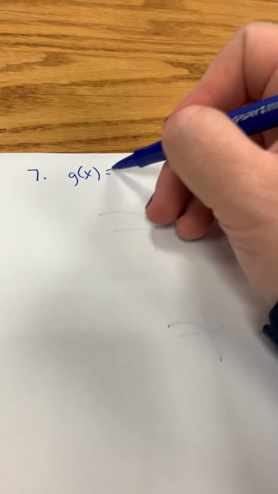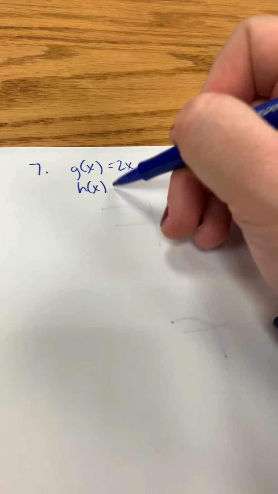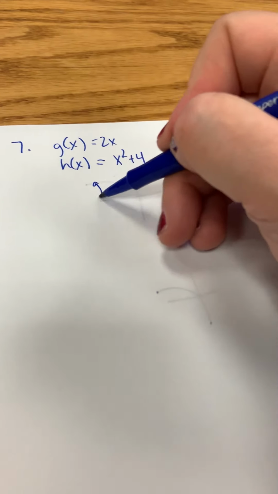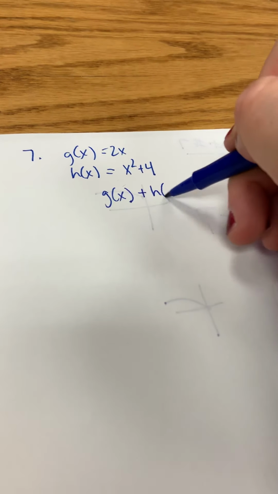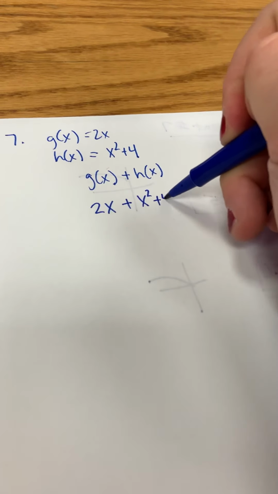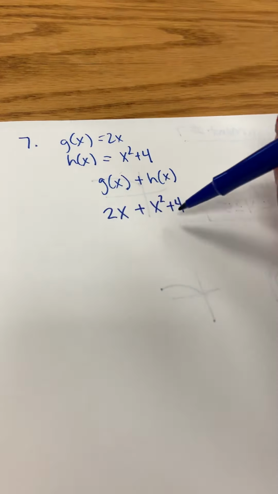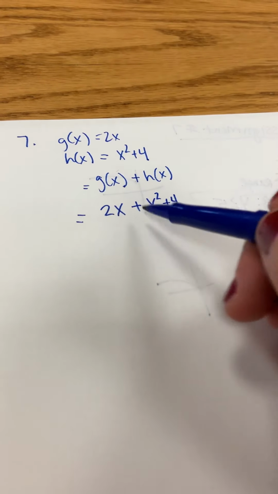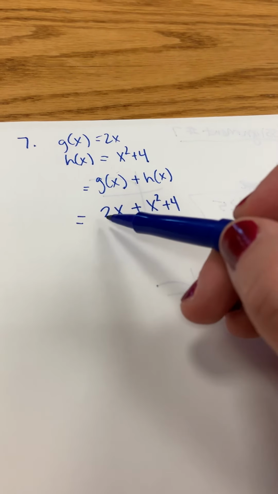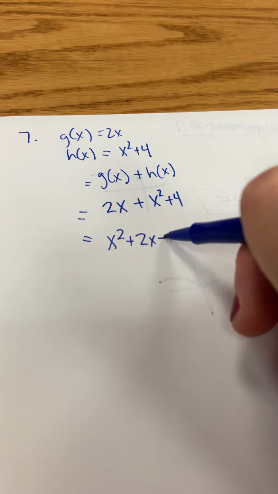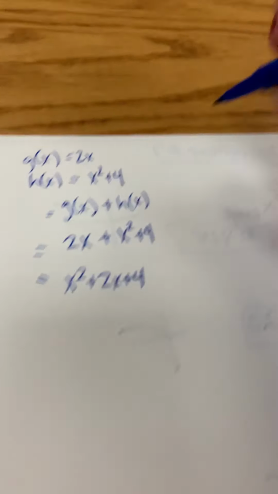Number 7, we have a g of x function, which is equal to 2x. Number 8 is h of x, which is equal to x squared plus 4. And they're asking us to add g of x plus h of x. So g of x is 2x, h of x is x squared plus 4. And what you're going to do is put these together with like terms, but none of these are like terms. This has a power of 2, this is just a regular x, and that's a constant.